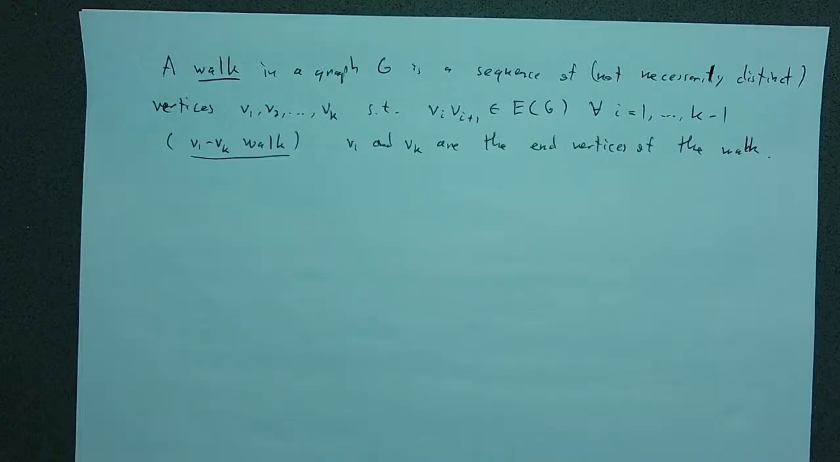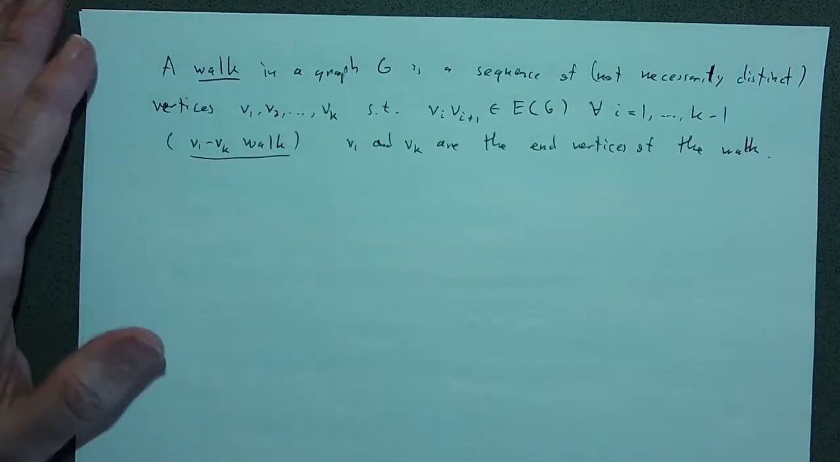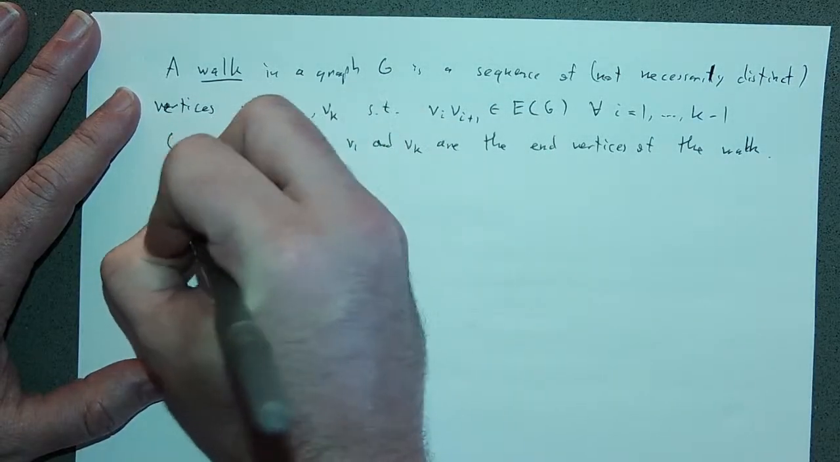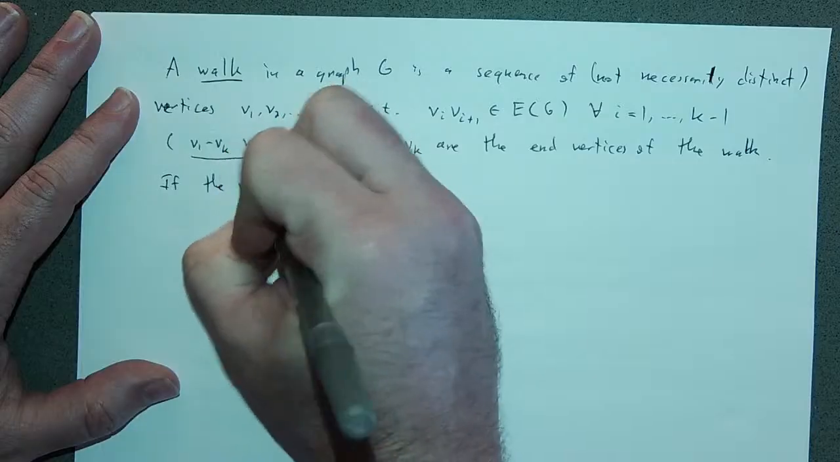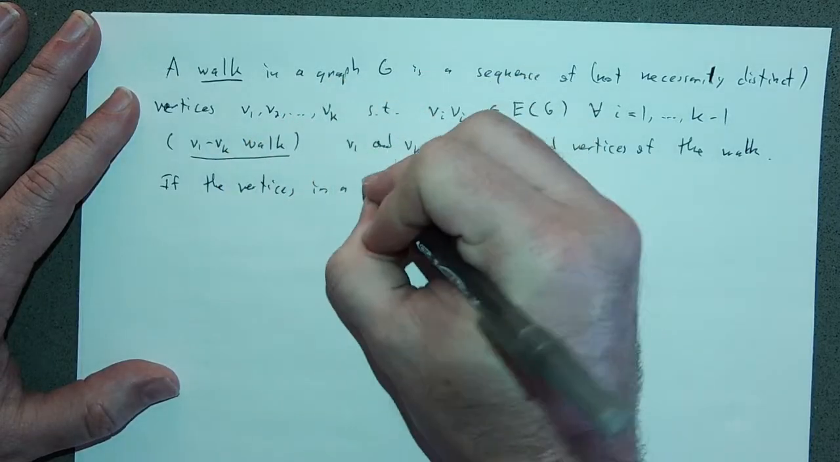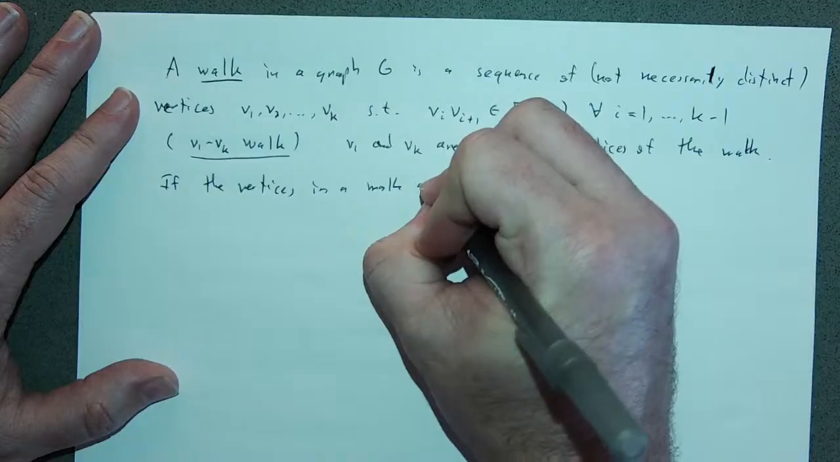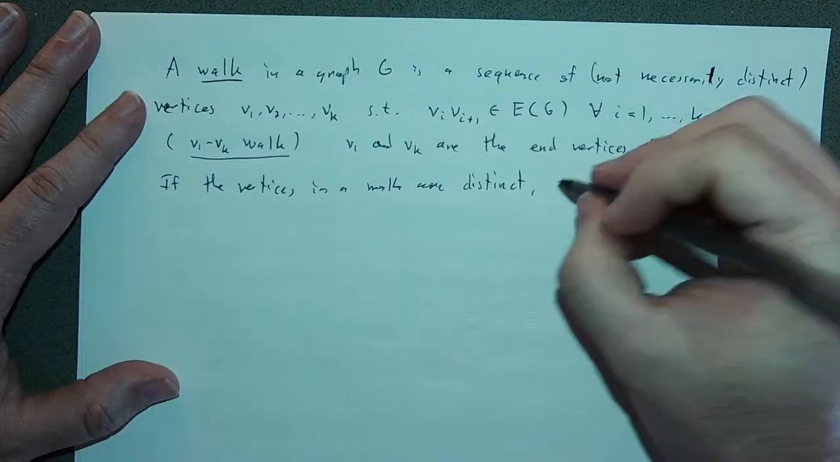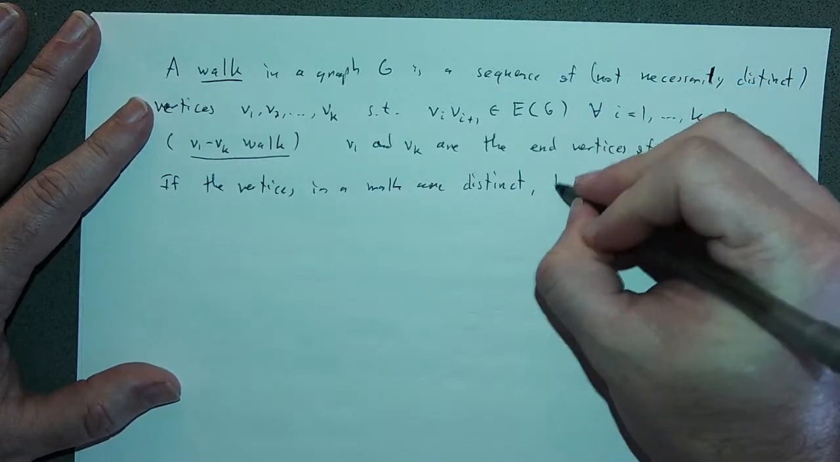Okay, but then immediately, like I said, you're going to have certain things you maybe try to impose on a walk. You're going to say, oh, what if I don't allow repetitions? What if I just don't allow repetitions? That's one immediate thing you could say. So if the vertices are distinct, that is going to have a different name. So if the vertices in a walk are distinct, then the walk is called a path.